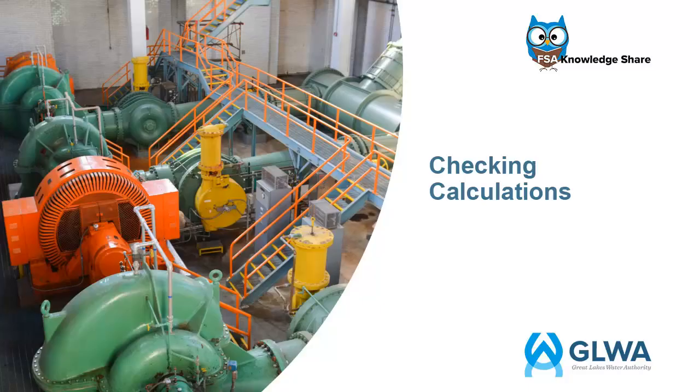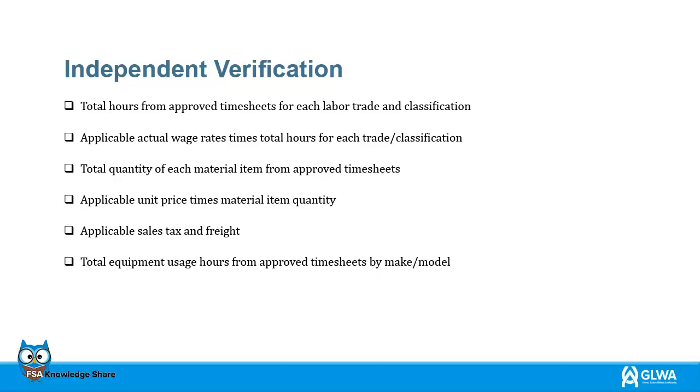We all make mistakes. It is critical that all CCDs are checked for mathematical errors through each step within the process. A cross-check of all calculations will reduce the errors in the CCD and shorten the approval time. Therefore, check the following: total hours from approved timesheets for each labor trade and classification. Applicable actual wage rates times total hours for each trade classification.